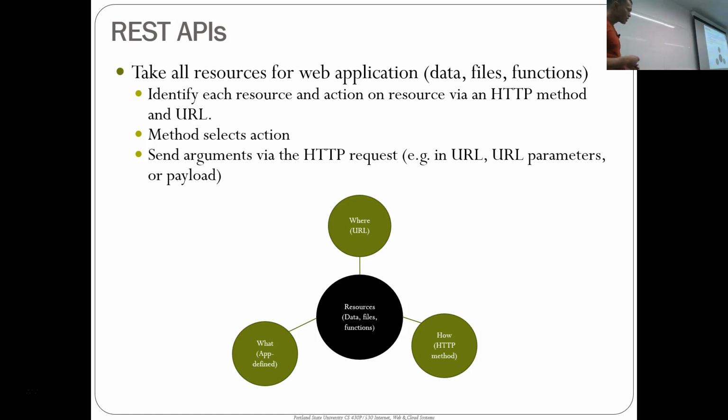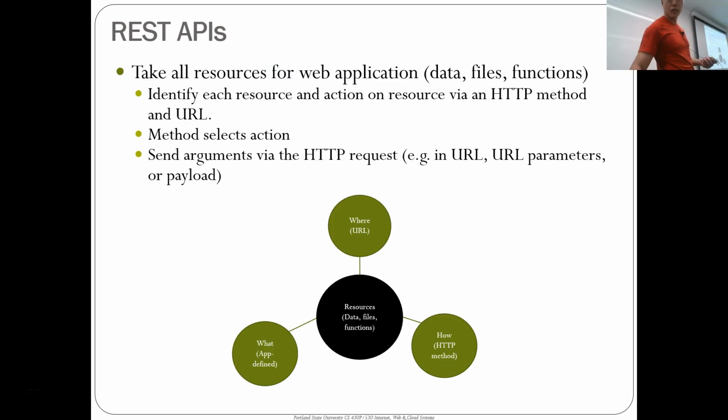The idea is to take all the resources and the operations that you want on those resources. For example, data, files, and any of the functions you want on that data and those files. And you identify each resource and operation with some kind of URL. So everything is a URL. The method on the URL selects the kind of action that you want to perform. And then the URI, the path, specifies the resource. So this is a picture of what a REST API has.